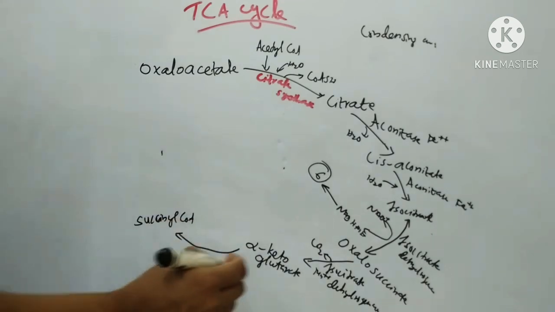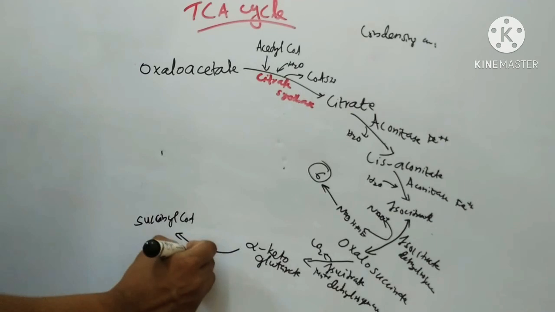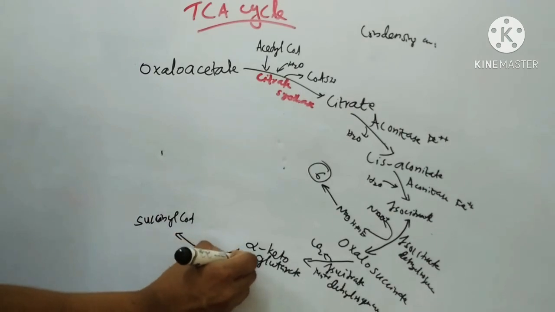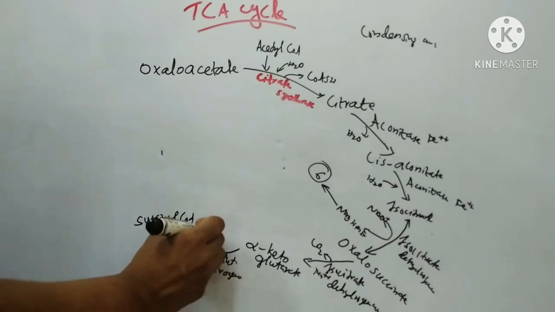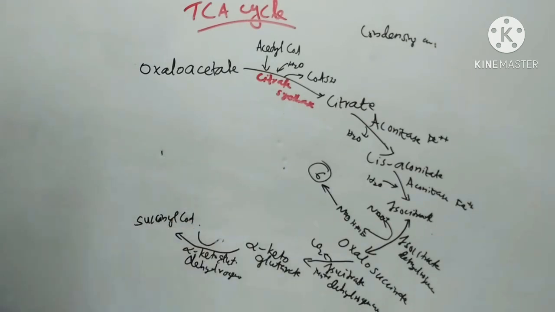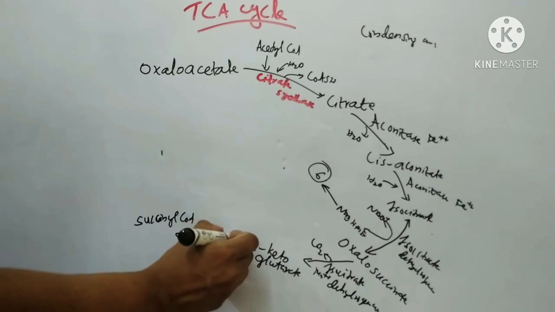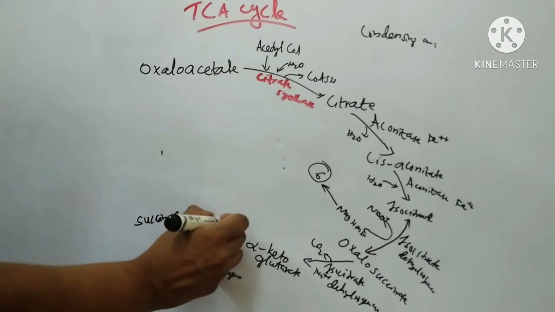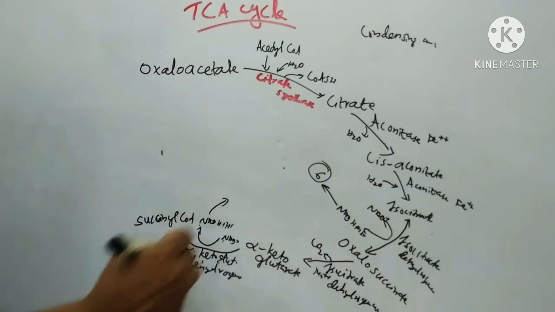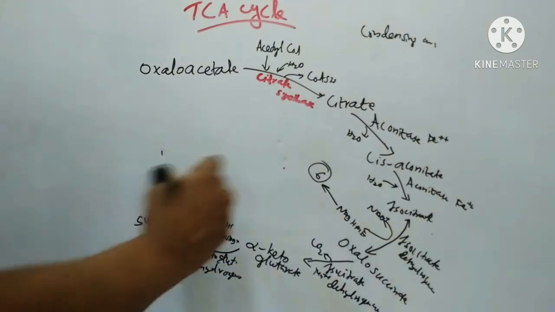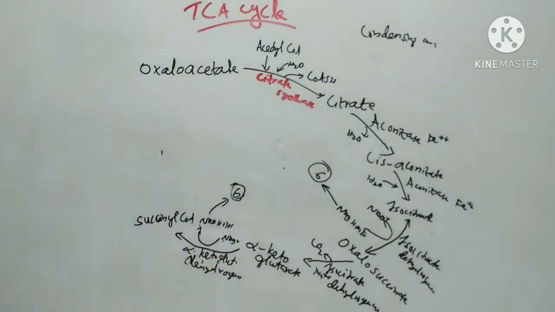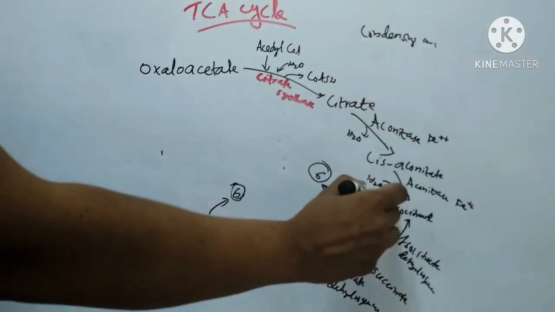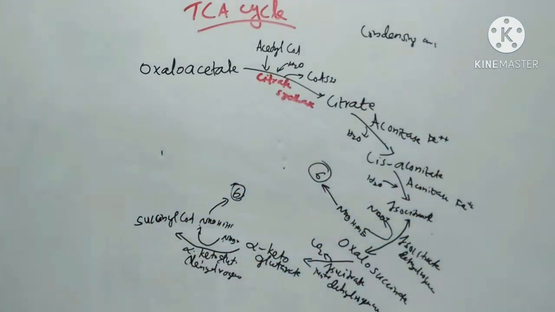Here the enzyme is alpha ketoglutarate dehydrogenase. Here NAD plus is converted to NADH plus H plus. From 1 molecule of NADH we get 3 ATP, so 2 molecules of NADH give 6 ATP. So the second stage is the conversion of 6-carbon isocitrate into a derivative of 4-carbon succinyl-CoA.